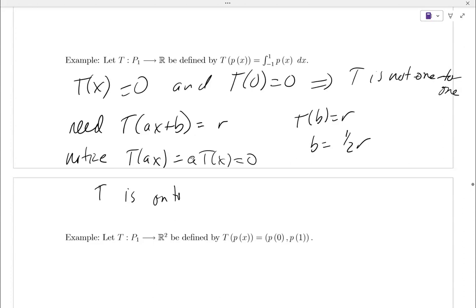You plug in 1 into the transformation, you'll get 2 out. Plug in x, you get 0, right? So the standard matrix for this transformation would be 2, 0. Is that going to have a pivot in every row when you row reduce it? Yeah. A fancy name for onto is surjective.